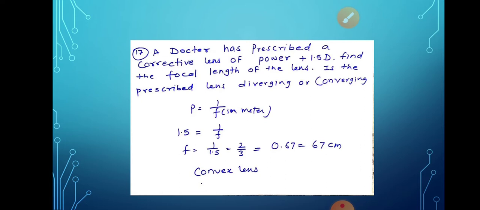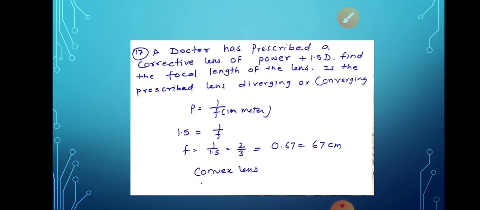Then question number 17. A doctor has prescribed a corrective lens of power 1.5 diopter. Find the focal length of the lens. Is the prescribed lens converging or diverging?